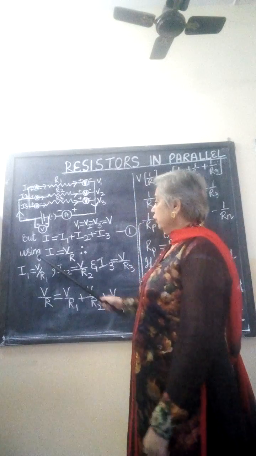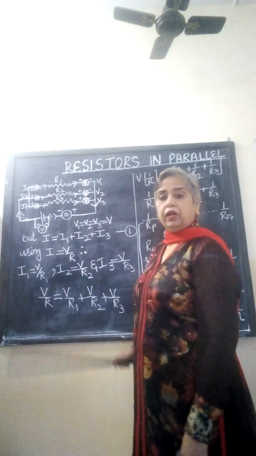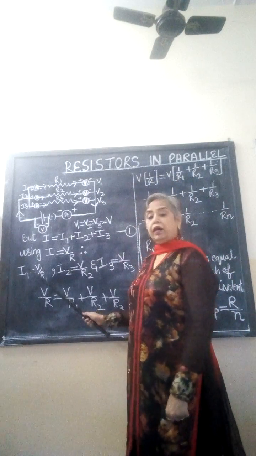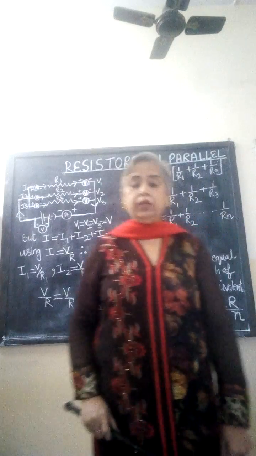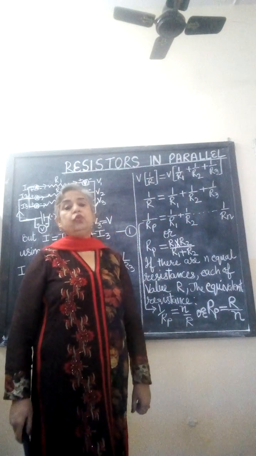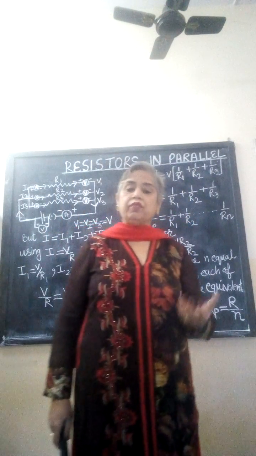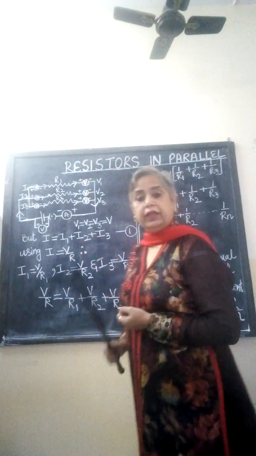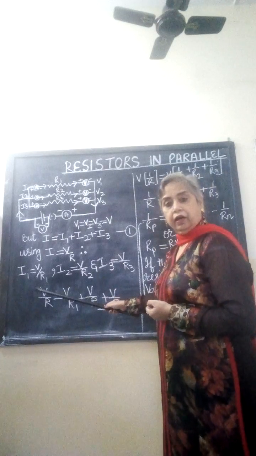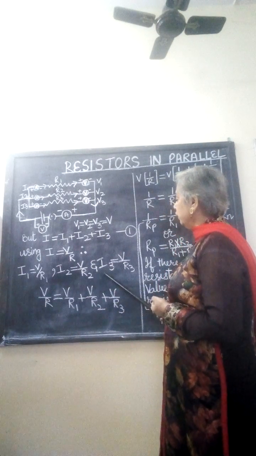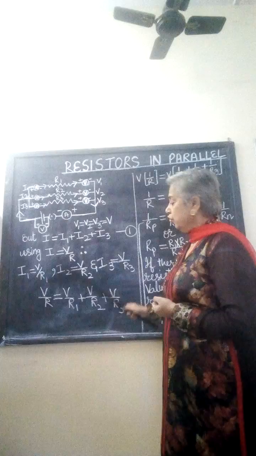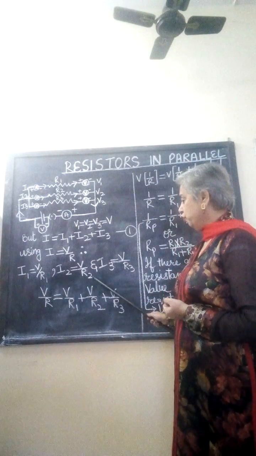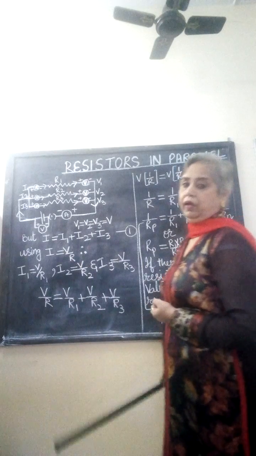Okay. Now, using I is equal to V/R from Ohm's law equation, we can say I1 is equal to V upon R1, I2 is equal to V upon R2. Similarly, I3 is equal to V upon R3. Okay. Now, substituting these values of I1, I2 and I3 in equation 1, we get V upon R is equal to V upon R1 plus V upon R2 plus V upon R3.